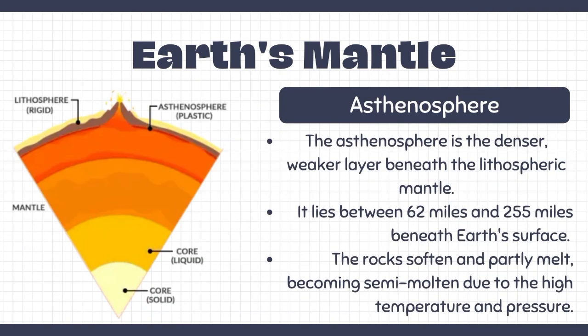And now the asthenosphere. The asthenosphere is the denser, weaker layer beneath the lithospheric mantle. It lies between 62 miles and 255 miles beneath Earth's surface. The rocks soften and partly melt, becoming semi-molten due to the high temperature and pressure.